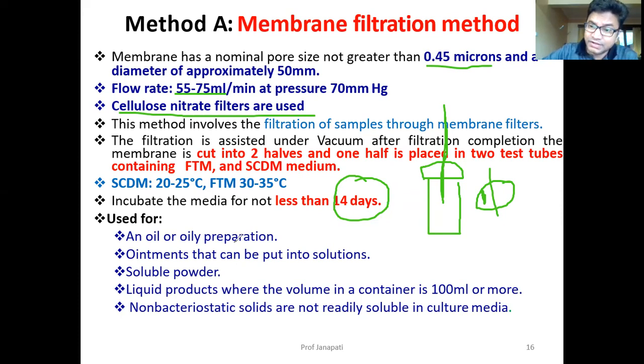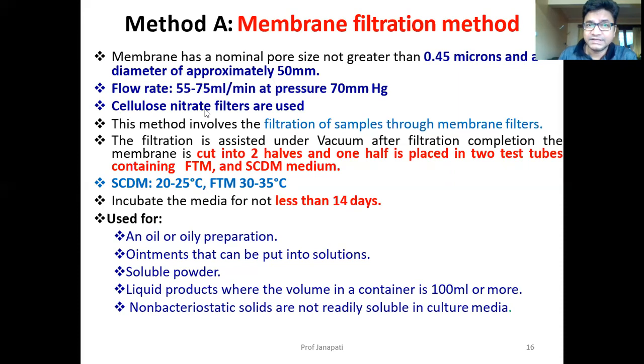They also need to undergo the sterility test because they are injections, no? So ointments, which are sterile, soluble powders, liquid products, non-bacteriostatic solids, all these can be done by the membrane filtration method.